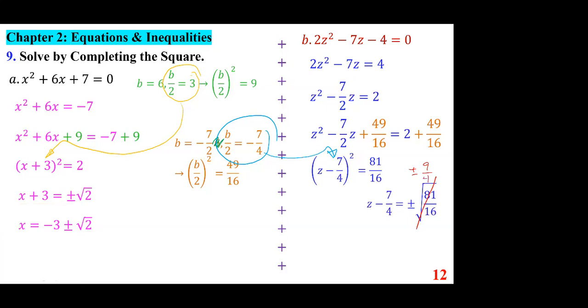So I'm going to put negative 7/4 on the right. It changes to positive 7/4. Let me just show you here. 7 plus 9 over 4, or 7 minus 9 over 4. And they simplify to negative 1/2 and positive 4. Okay, negative 1/2 and positive 4, everybody. Very straightforward. I hope everybody's comfortable with that.